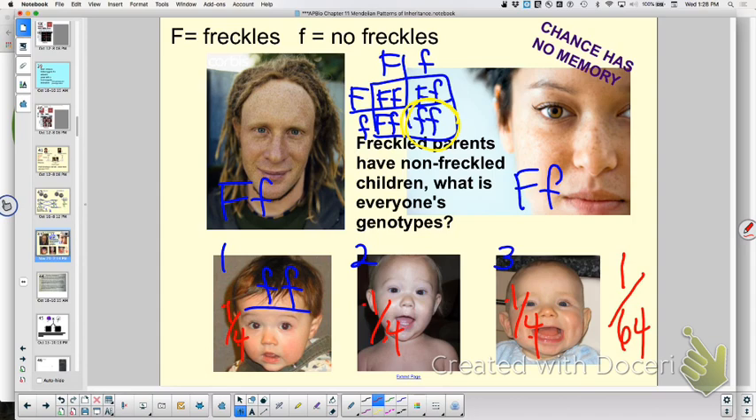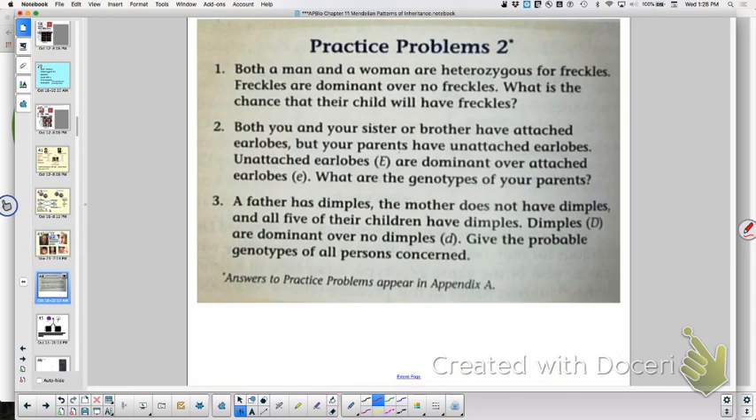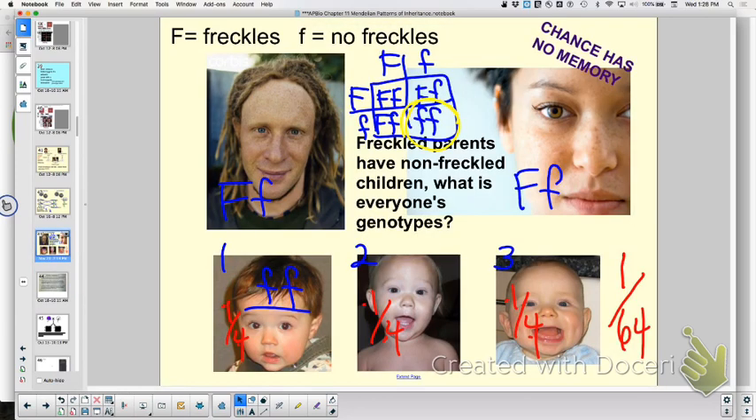Perfect. Okay, now let's take a look at these 3 questions that you had for your practice problems. Both a man and a woman are heterozygous for freckles. Oh, we know that story. We just met them. Freckles are dominant over no freckles. What is the chance that their child will have freckles? What's the answer to that? 3/4, right? Go back to your Punnett square. What are the odds that they would have a freckled child? 3 out of 4. Okay, and hopefully you got that.